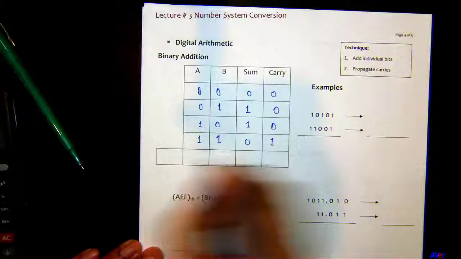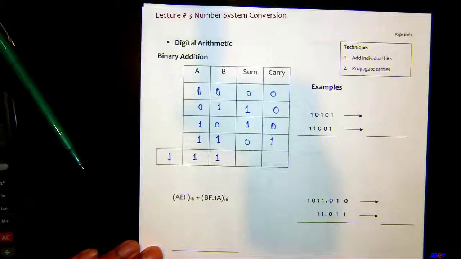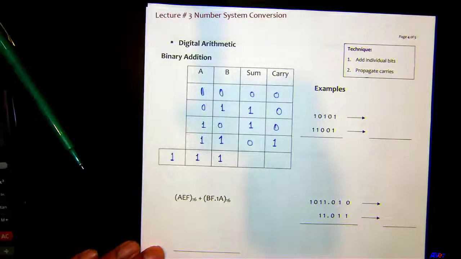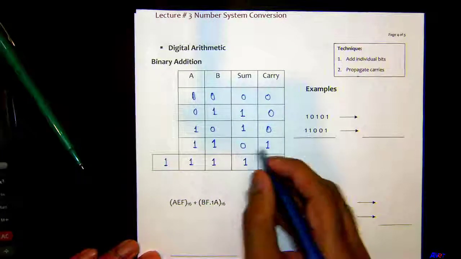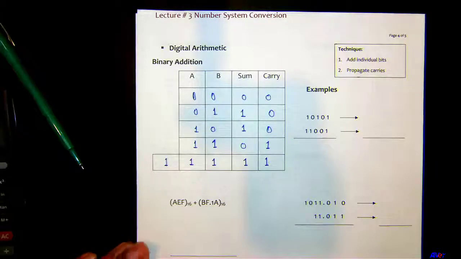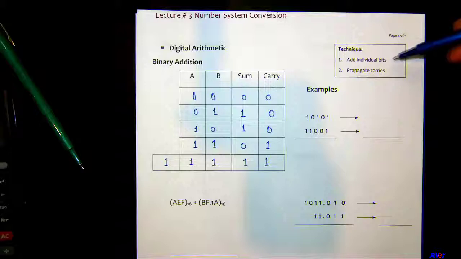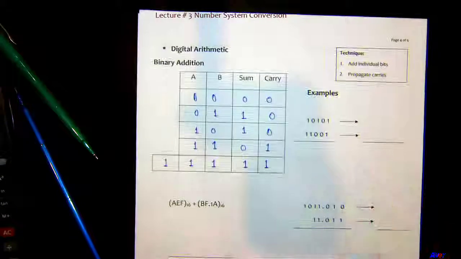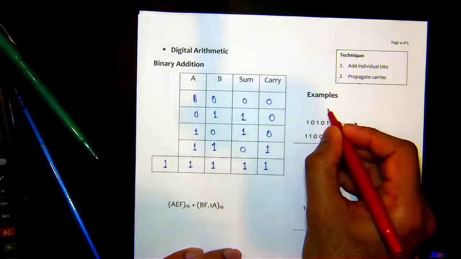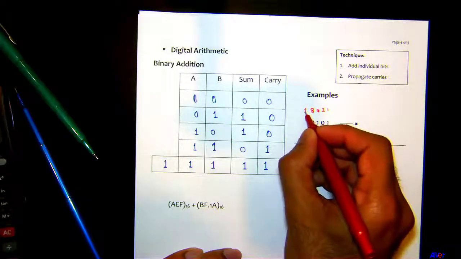Say if you have 3 bits and they all are set to high, 1, 1, 1. What would be the sum now? Sum and carry. Sum is 1 and carry is also going to be 1. So just remember this, and you should be able to verify your answers. We have 3 examples here. We're going to start with this one on the right. The technique is to add the individual bits and then propagate the carries as they go on. Before I start, I want to give the weight of each individual bit. This is 1, this is 2, this is 4, this is 8, and this is 16.